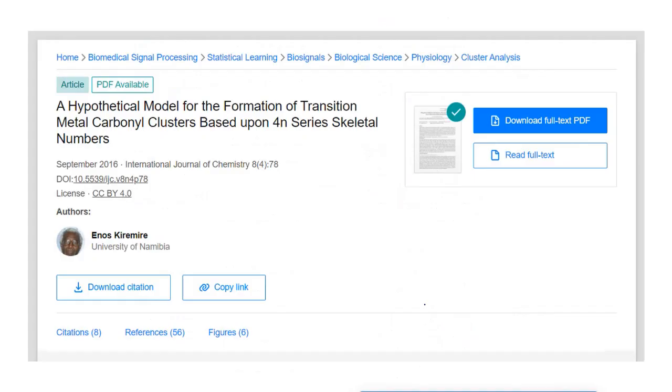And if you want to look into a particular paper, I have already given a link also. You can go through this: the hypothetical model for the formation of transition metal carbonyl clusters based upon 4n series skeletal numbers. So from here actually you can also look into the structure of Rh6(CO)16.